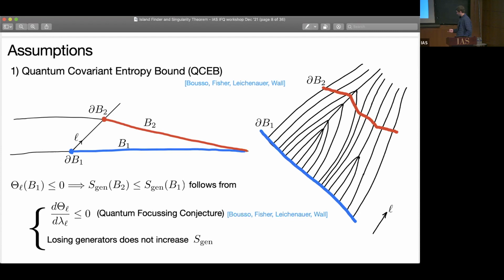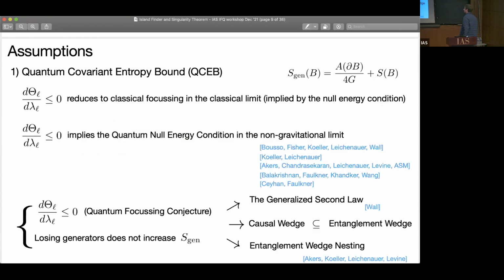Okay, just a little bit of words on why these assumptions are natural. So quantum focusing in the classical limit reduces to classical focusing, which is, for example, in GR implied by the null energy condition, and it's the basis of a lot of GR theorems. And the condition that losing generators doesn't increase area is just true. And quantum focusing in the non-gravitational limit implies a quantum null energy condition, which is a non-trivial lower bound on the energy density in quantum field theory, for which we have various proofs by now.